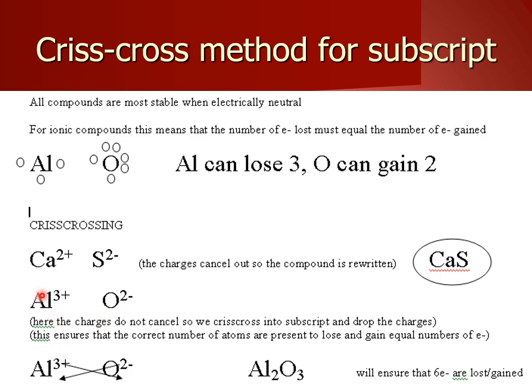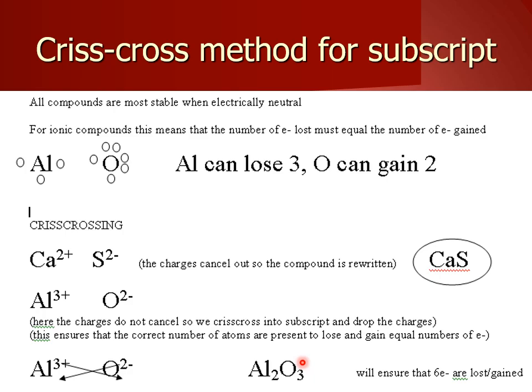If I simply write them this way, ignoring the Lewis dot diagrams, 3 positive charge, 2 negative charge, if the numbers do not match, if it's a 3 and a 2, I crisscross them and create them as subscripts. I move them down into the subscript position and I lose the positive or negative sign. If I do that, I have the formula Al2O3, and that gives me the correct notation for aluminum and oxygen.